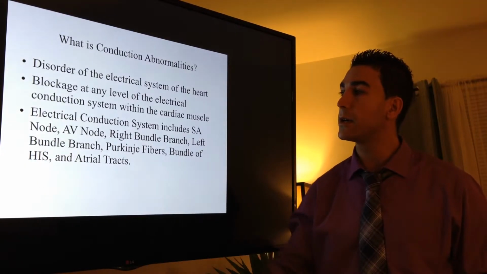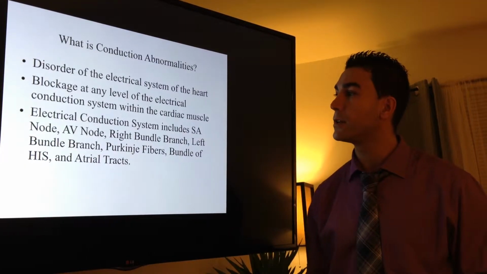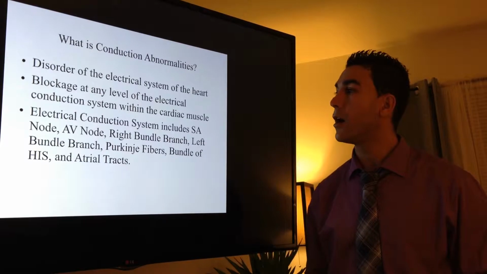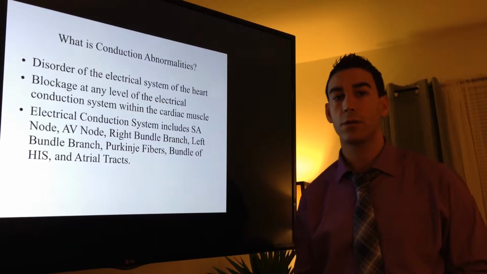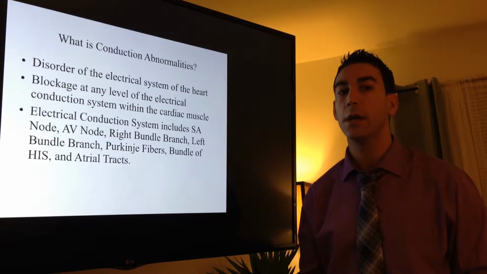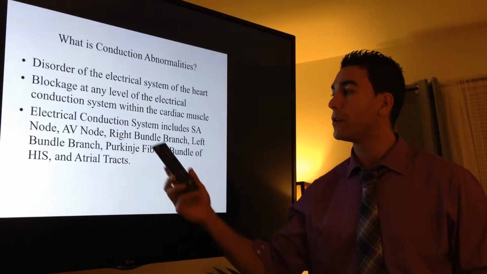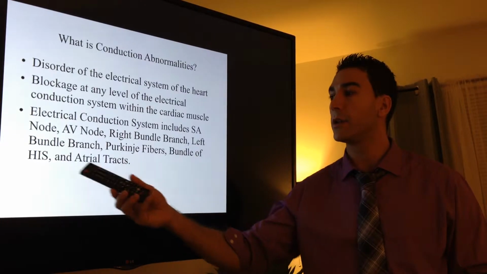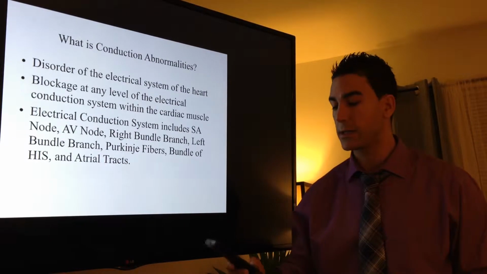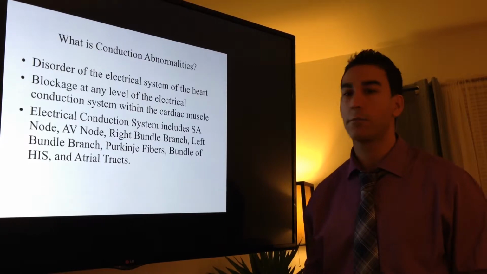As you can see here, these are the different types of the pathway of the electrical conduction system. The SA node or the natural pacemaker of the heart. You have the AV node, right bundle branch, left bundle branch, Purkinje fiber, bundle of His, or the atrial tracts that exist in the cardiac muscle.